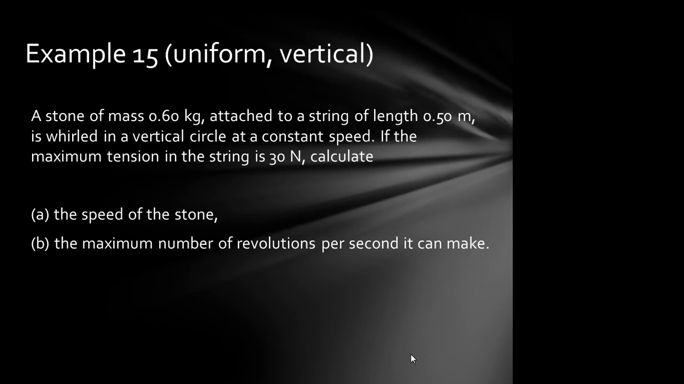It's a stone of mass 0.6 kg attached to a string, and now we make it go in a 0.5 meter radius vertical circle. We are expected to calculate the maximum speed of the stone and the maximum number of revolutions it can make per second, which is nothing but its angular velocity. We are still maintaining the special condition that it is uniform, yeah?